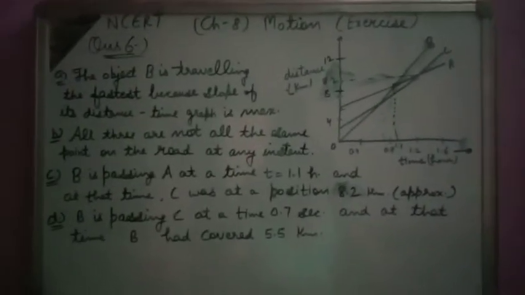The first question is, which of the three is traveling fastest? Meaning, out of the objects A, B and C, which object is traveling fastest? Second, are all three ever at the same point on the road? The third question is, how far has C traveled when B passes A? And the fourth is, how far has B traveled by the time it passes C? So I am going to explain the answers to all of these questions.